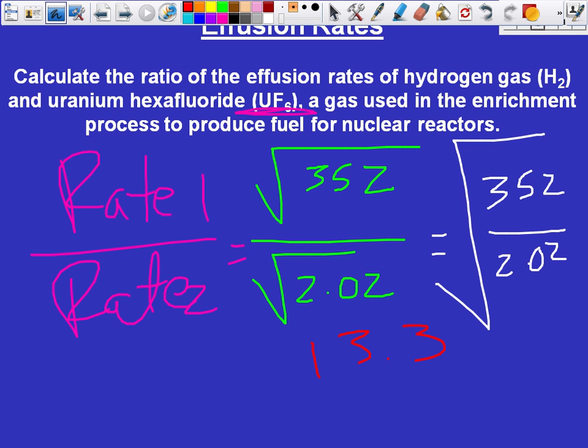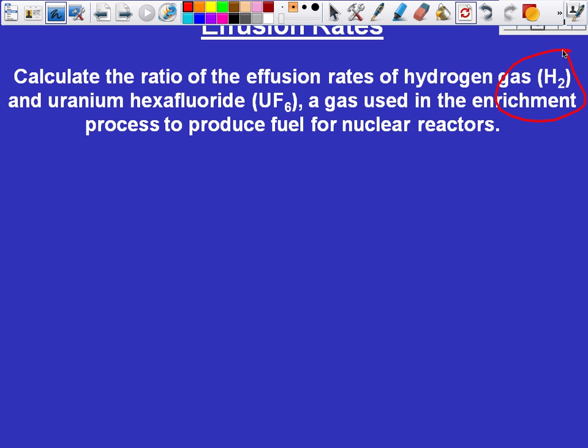So what is my whole purpose of doing this? What we now have determined is, the first question is which one was lighter? Hydrogen is. So does that mean it's faster or slower? The lighter, the faster; the heavier, the slower. So what we're saying is that hydrogen is 13 times faster than UF6. That's why we put the heavier mass on top. One more time. So hydrogen is 13.3 times faster than UF6. All right, so hopefully that does make sense.